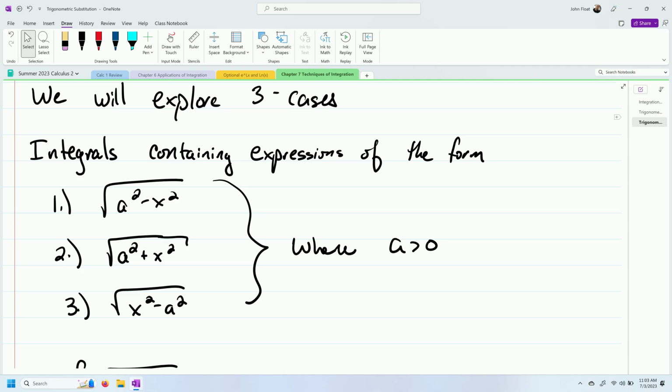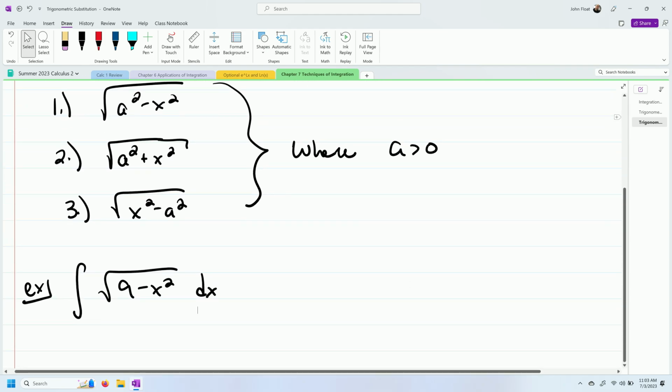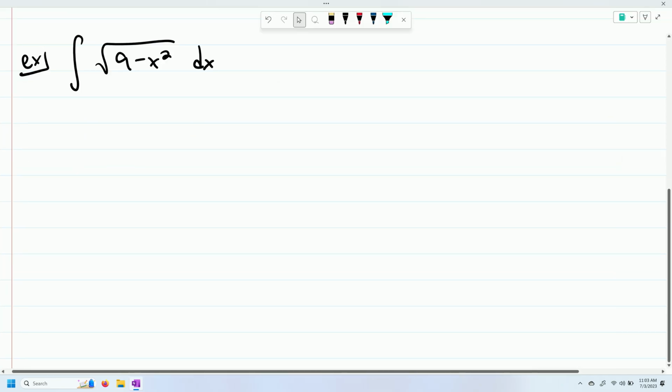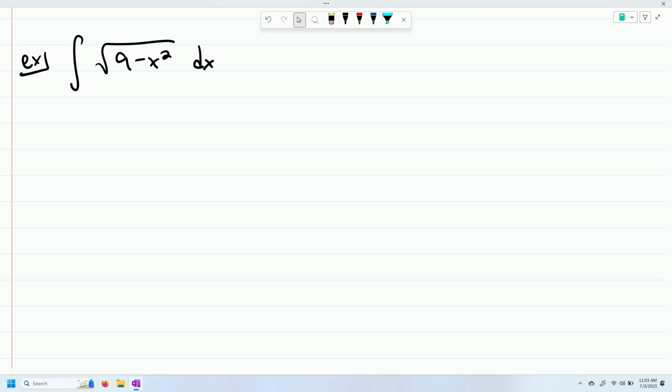And all of these occur when a is greater than 0, which if you think about it, no matter what you substitute in for the letter a, since you're squaring the number, it's going to be positive anyway. All right? So let's just consider this case right here. Let's look at the integral of the square root of 9 minus x squared. Now, the way that this integral is set up right now, we cannot integrate this using any of the techniques that we have. It's just impossible.